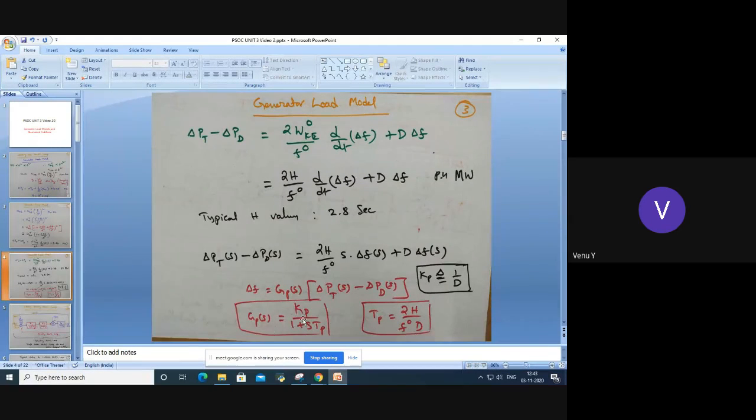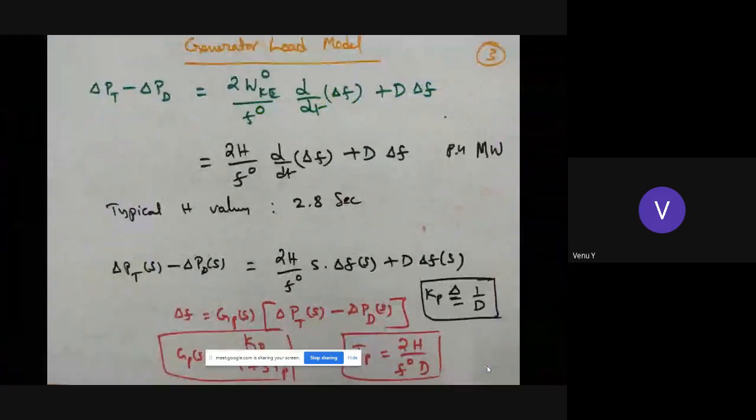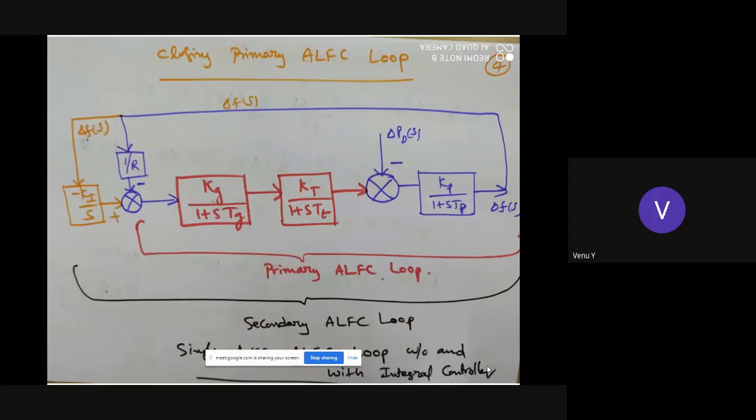Alright. Therefore, this is the transfer function of the generator load model. Kp is the gain and Tp is the time constant. In general, Tp is 10 seconds and Kp is around 100. So that is the typical value of the generator load model.